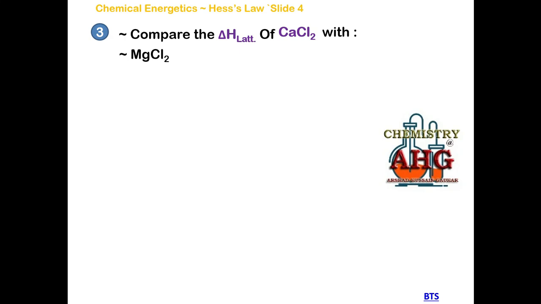But if you are interested to write the answer in favor of magnesium chloride, you can reverse all these arguments. You can say magnesium chloride has more exothermic lattice enthalpy because the magnesium ion has higher charge density than calcium due to small radius. Okay, I hope you would have written correctly. You can write down the answer to one more question: if you are asked to compare the lattice enthalpy of calcium chloride with sodium chloride.